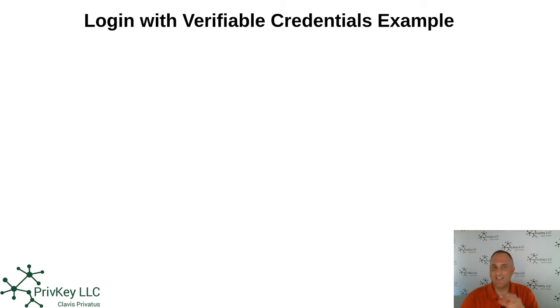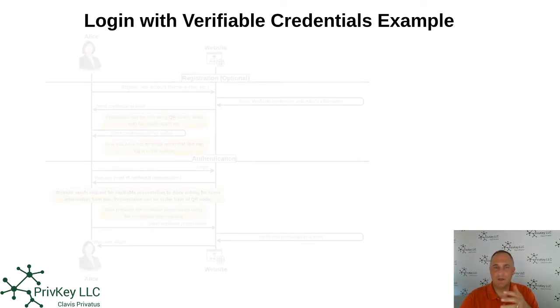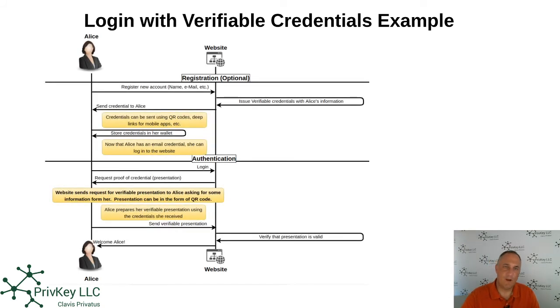So this is an example of a verifiable credential, in a very simple way. It's another example of what we've been talking about, where on one side you have Alice, going from the top, trying to log into a website. So what happens? The first step is that Alice says, "Okay, I'm going to register a new account. I'm going to give them my name, my email, etc., and I give that to the website." So this is like a registration process, right?